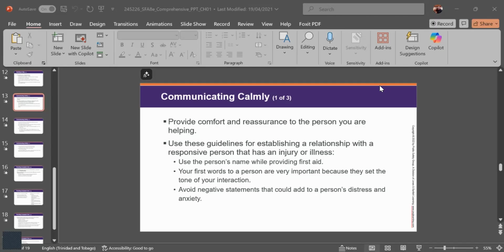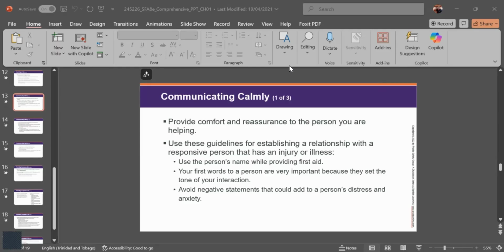Okay. So here are some quick guidelines to help establish a relationship with a responsive patient. And typically in our country, as I said last day, it's a little bit easier because we are a friendly bunch of people, contrary to what you might hear or see on social media. Typically, we are a friendly bunch of people, and in emergency scenarios, people pool together to help each other.